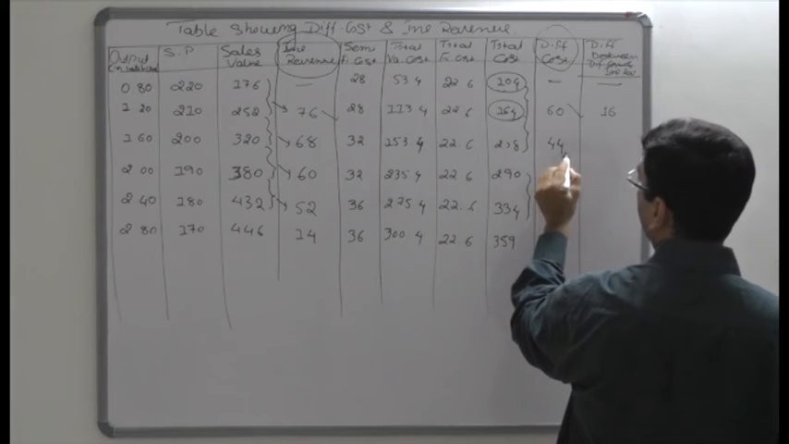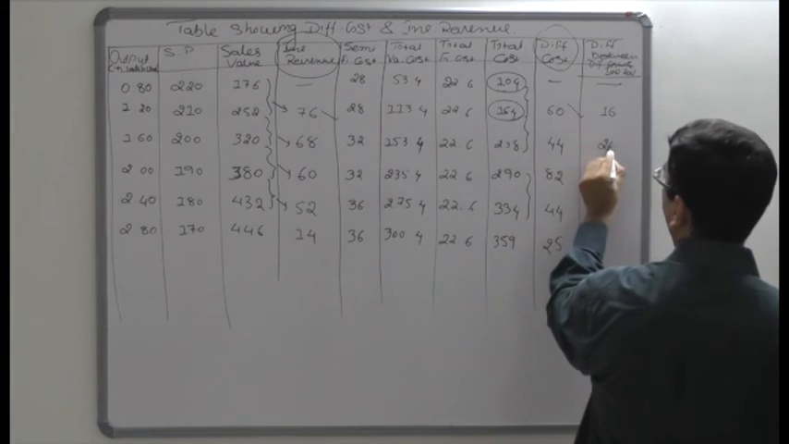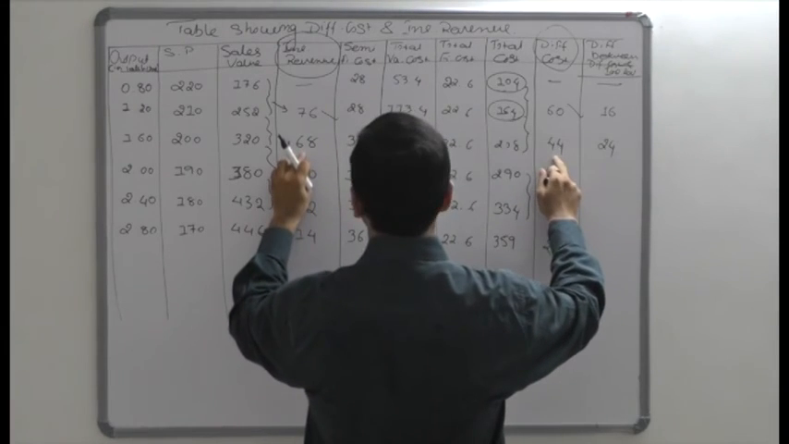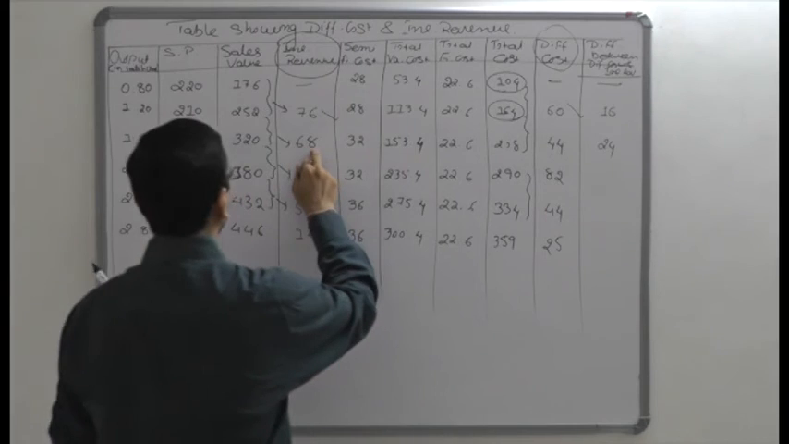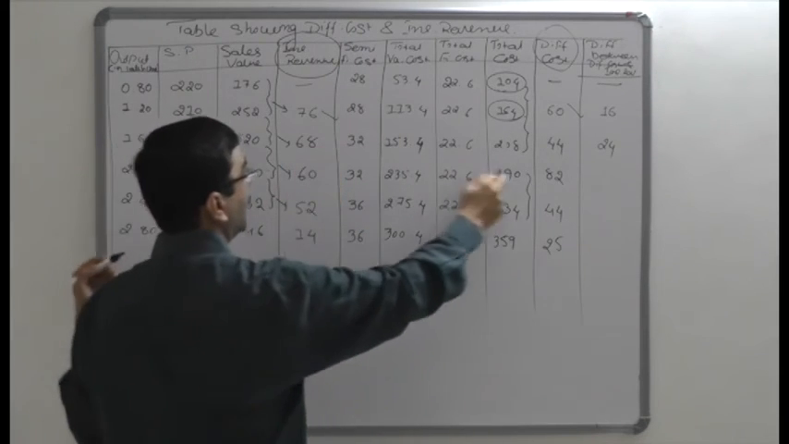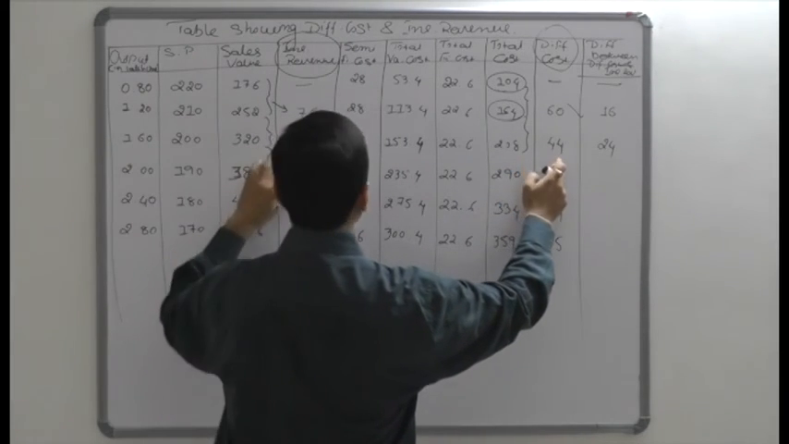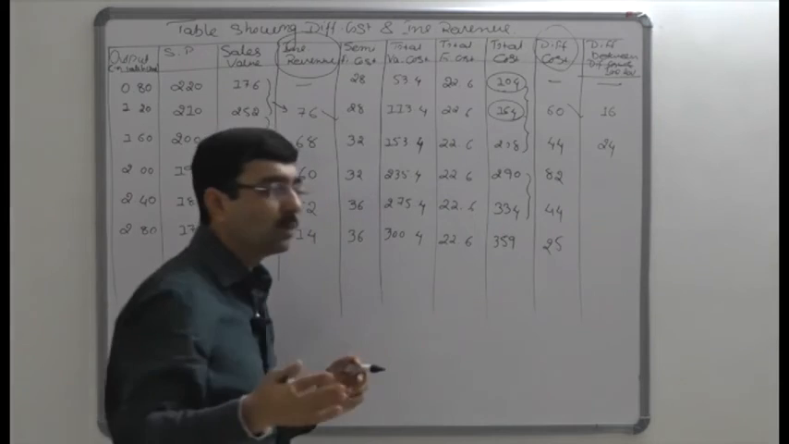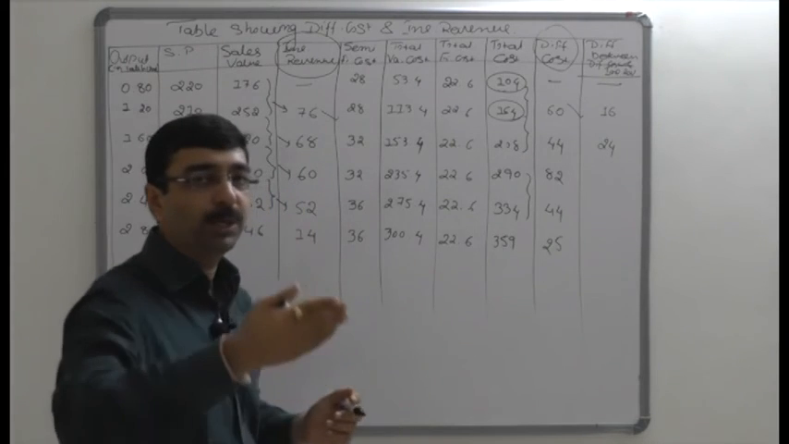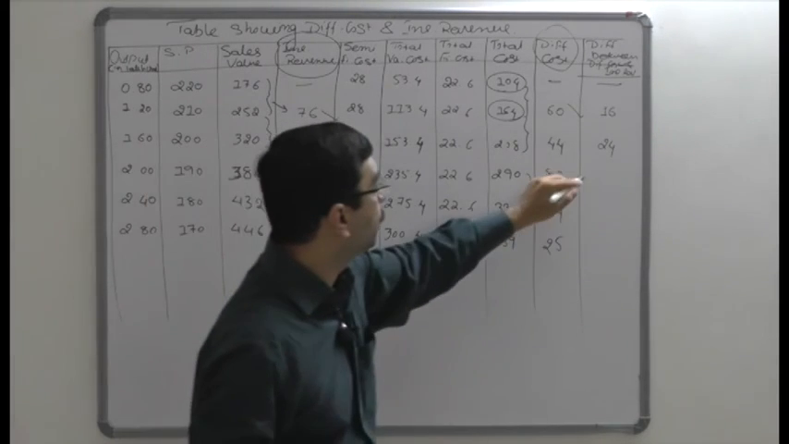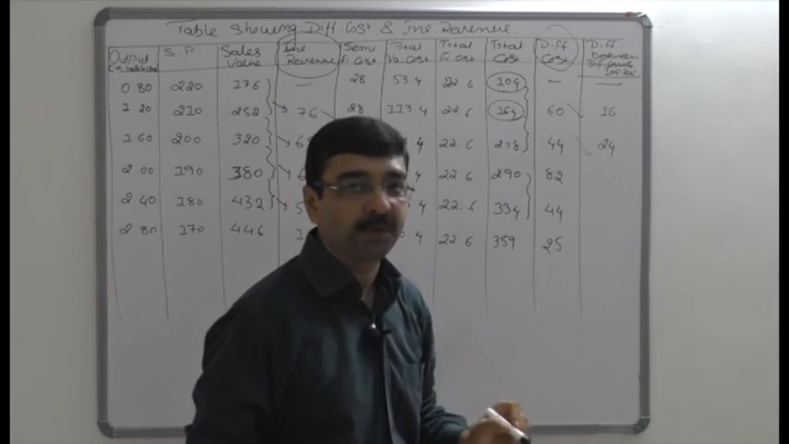So how much would it change? It comes to around 24. 68 minus 44. This was the revenue when they increased the production, and this was the differential cost. So the difference between these two is 24. It shows that if you change from 1.20 to 1.60, you will earn 24 more profit.